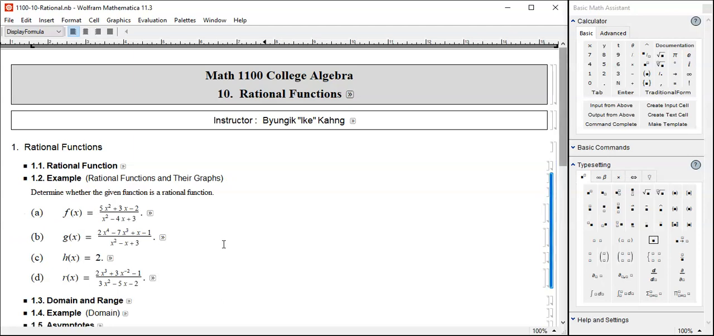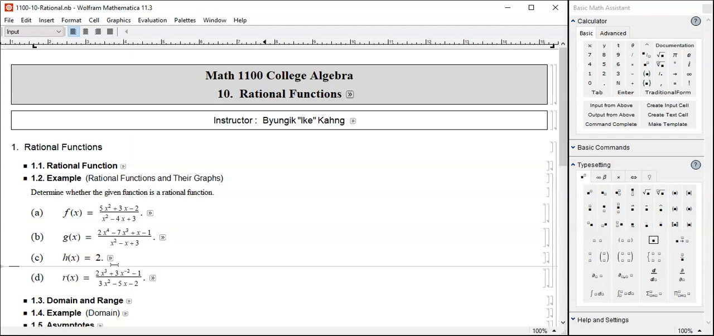Okay, let's go to some examples. The first example, is this a rational function? A polynomial over polynomial? Yes, it is. How about this? That too, a polynomial over polynomial, so that's a rational function. How about this one? We have no x in there, but it's okay. It's a constant function. And is a constant function a rational function? The answer is yes. Any constant function is a polynomial function, and any polynomial is a rational function.